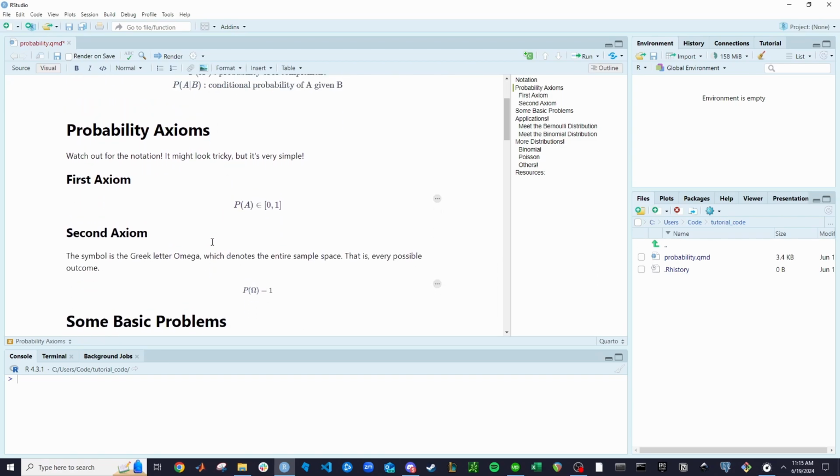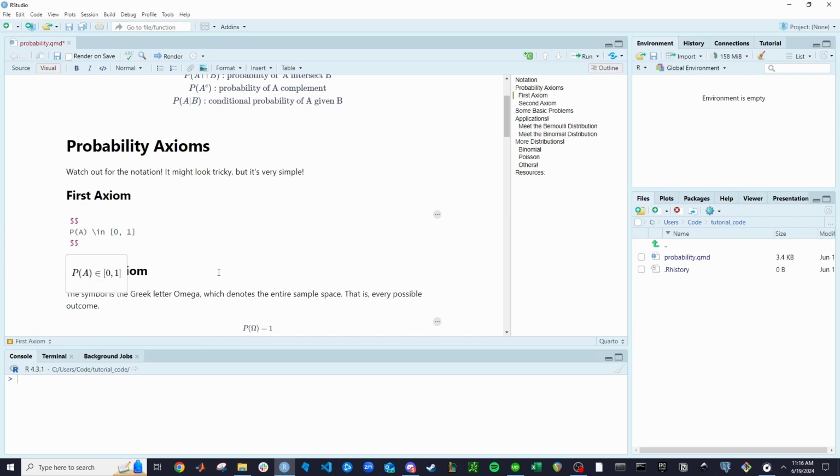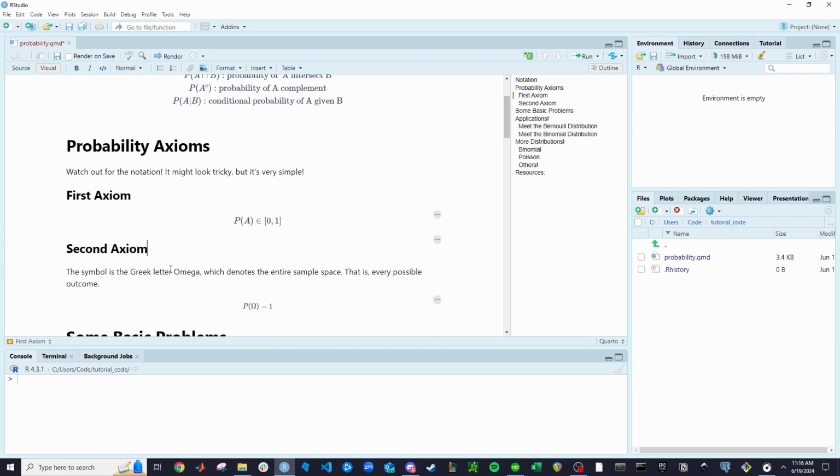And there are some axioms. These are sort of the laws of probability, and I only have the first two. There's a third one, and there are different rules, and you can get really in depth, but we'll just look at the basics. So a probability has to be between 0 and 1. That's what this little symbol means: the probability of A has to be in this range from 0 to 1.